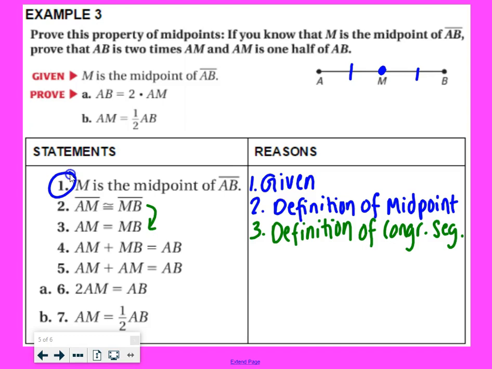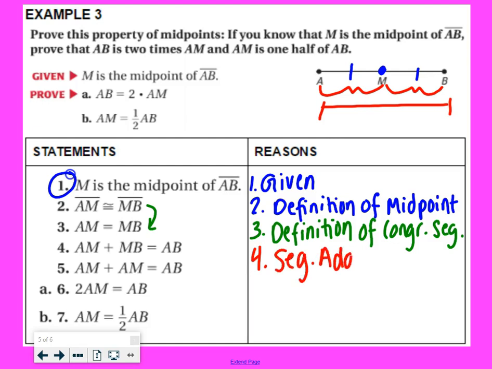And then we say AM plus MB is equal to AB. Well, that's just saying that this piece here plus this piece here is equal to the whole piece, which we talked about earlier in this video, but that's our segment addition postulate, which we learned about in Unit 1.